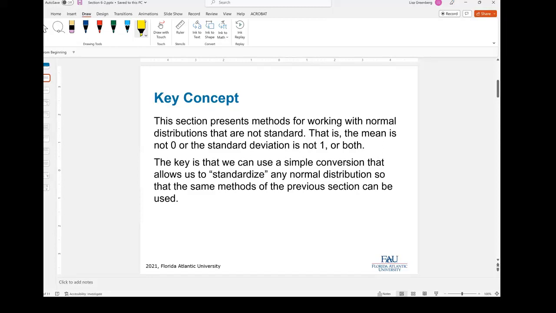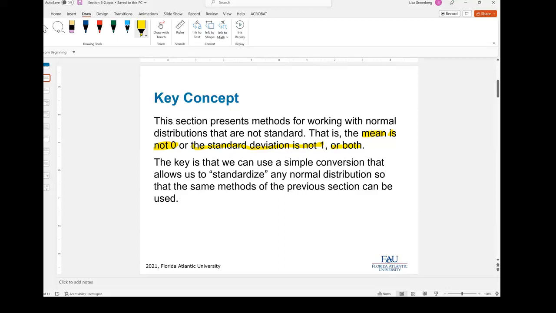Standard, remember, was the mean is 0. So here the mean is not 0, and it could be the standard deviation is not 1, or both of those could be true. So the key is that we use a simple conversion that allows us to standardize any normal distribution so that the same methods of the previous section can be used.